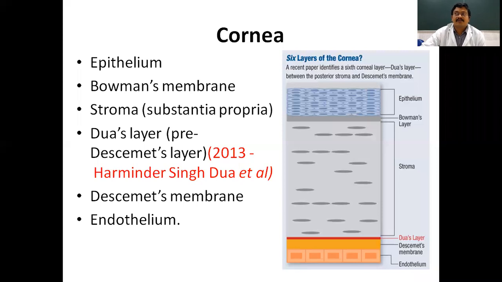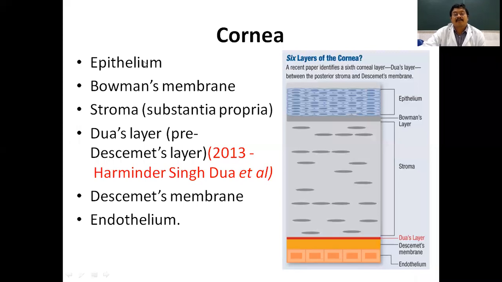Earlier, when I was a student, and even as an ophthalmologist, the cornea used to be described as only 5 layers. In 2013, the Dua layer was discovered. It is also called the pre-Descemet's membrane. Whenever they were doing corneal grafting procedures, they discovered this one. This layer is a new discovery in 2013. It was discovered by Harminder Singh Dua et al. That is why it is named the Dua layer.